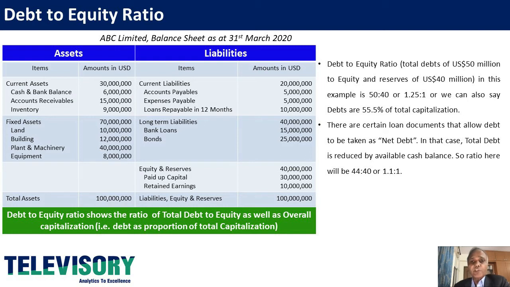The debt to equity ratio here: the debt is about 50 million, including the short-term debt, which is payable in 12 months time, 10 million, and the remaining 40 million of long-term liabilities, and equity and reserves are 40. So that's a ratio of 50 to 40 or 1.25 to 1. And another way, our debt is 55.5% of the total capitalization, which is 50 million of debt divided by long-term capitalization of 90 million.